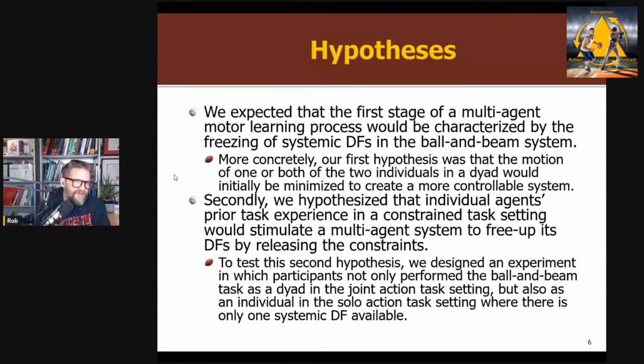Because we're taking 1 degree of freedom out of the system, it makes it easier to control initially. So we'd see initial freezing of degrees of freedom and movement towards freeing, right? Because, as I illustrate with my example, a synergy is going to be much more effective when people are working together than if one person is just controlling it.